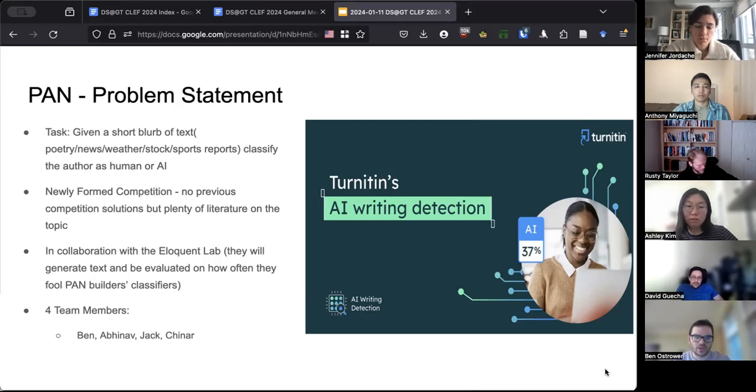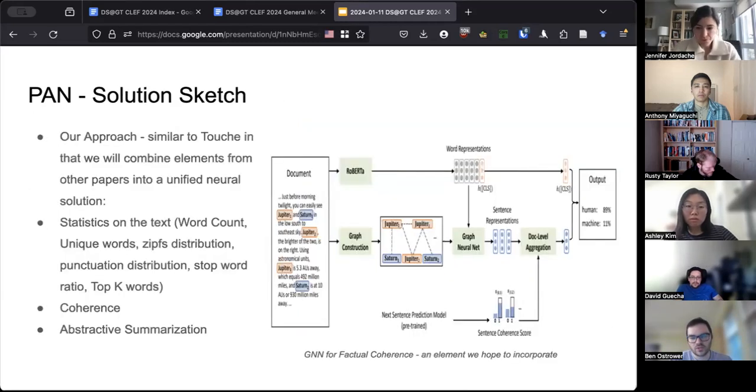They couldn't make it, but they're on-campus students. So on the next slide, we dive into the solution sketch. I wrote this last week, and we had our team meeting on Tuesday, and everyone had some really good insight and a more concrete way forward. Right now, this is a project that I've done in the past for EduTech. My approach combined, like how we're planning for Touche, several different elements from different papers into a single unified neural solution.